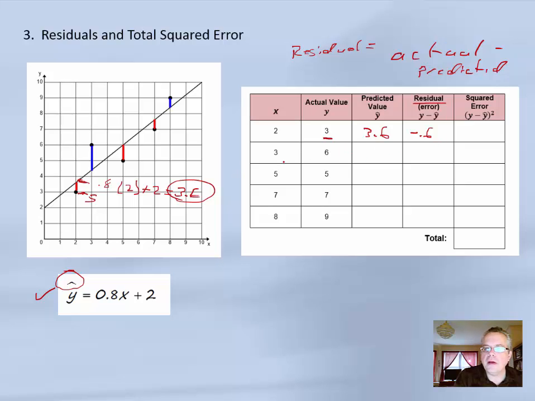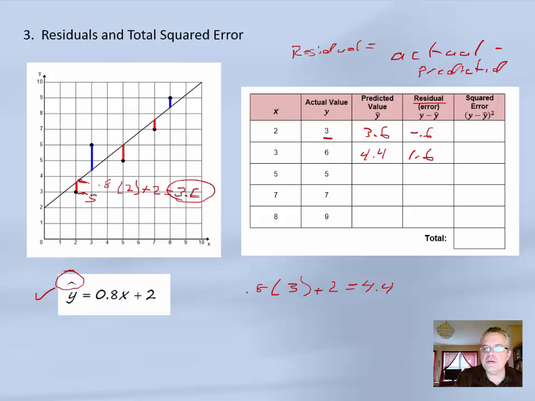Okay, so now let's do data point 3. The actual y value is 6 from the data, but when I put it into the equation, I get 4.4. That's because 0.8 times 3 plus 2 is 4.4. That's where that came from. I just put it into the equation for y hat. If I subtract, I get the error. And as predicted, it's positive because the actual value was bigger than the predicted value. The data value was above the line.